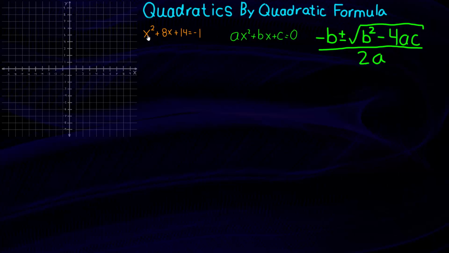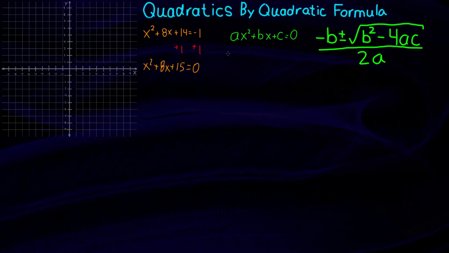So in this case, we have x squared plus 8x plus 14 equals negative 1. Now you'll notice that there's a negative 1 here, but we want this to be a 0 to match the standard form for the quadratic formula to work. On the right, we want this to be a 0, so we add 1 to both sides, and now what we're going to have is x squared plus 8x plus 15. And now the equation is equal to 0, so this is now in standard form.